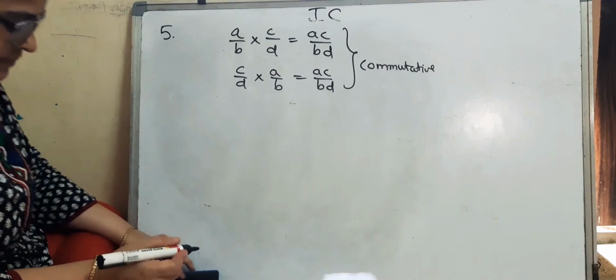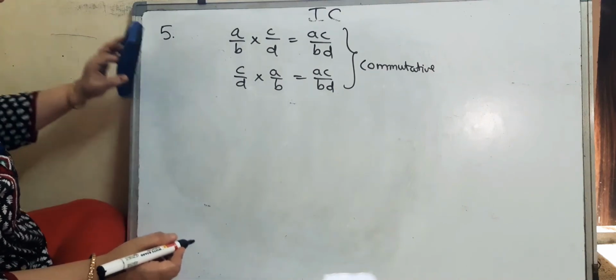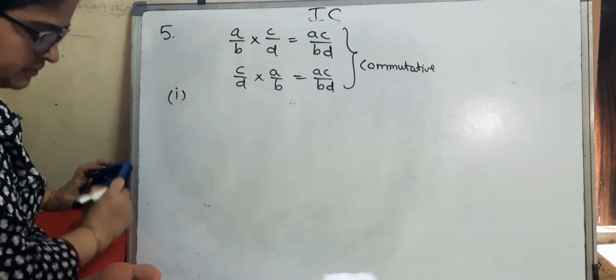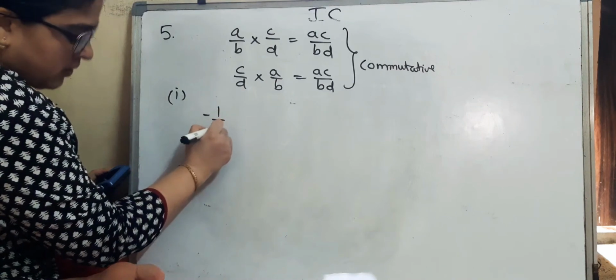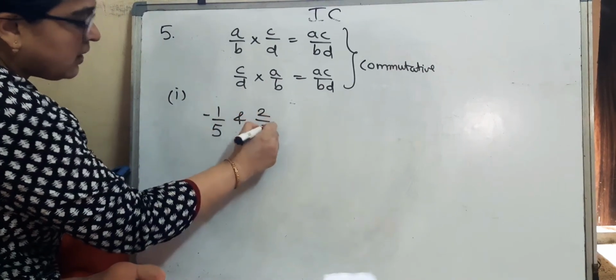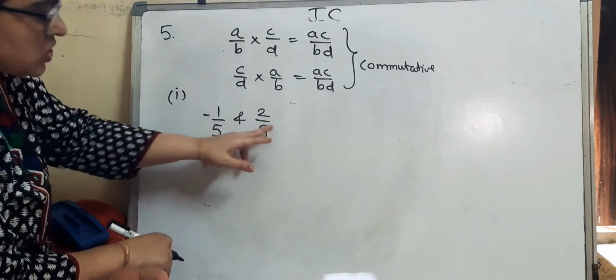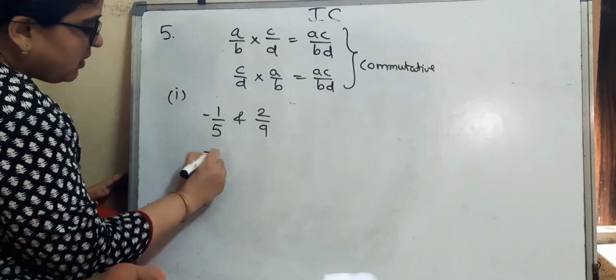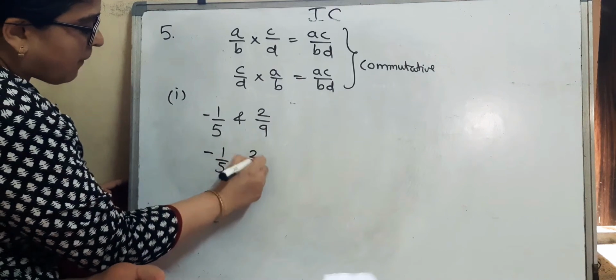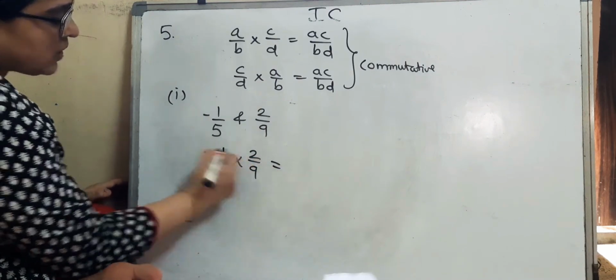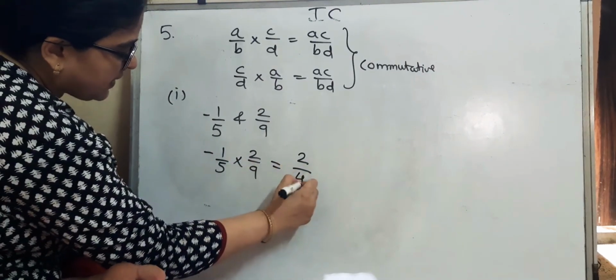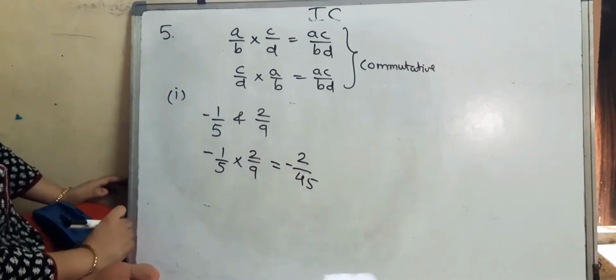Commutative property. First of all, the fifth one first. Minus 1 upon 5 and 2 upon 9. Now we have to verify whether multiplication is commutative or not. So first of all, minus 1 upon 5 into 2 upon 9. 2 ones are 2, and 9 fives are 45, with a minus.